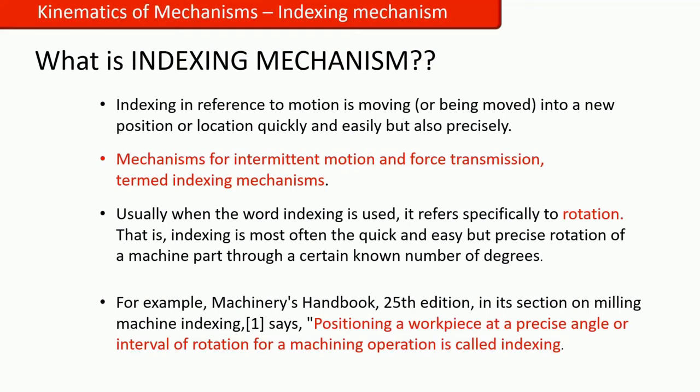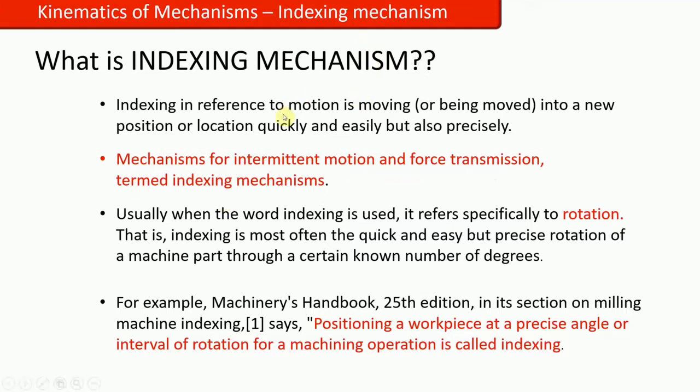So let us start with what is indexing and indexing mechanism. Indexing in reference to motion is moving or rotating a body to some other position very precisely. So a definition that we can give to indexing is positioning a workpiece at a precise angle or interval of rotation for machining operation is called index. And the definition of indexing mechanisms is given: mechanisms for intermittent motion and force transmission termed as indexing mechanisms.